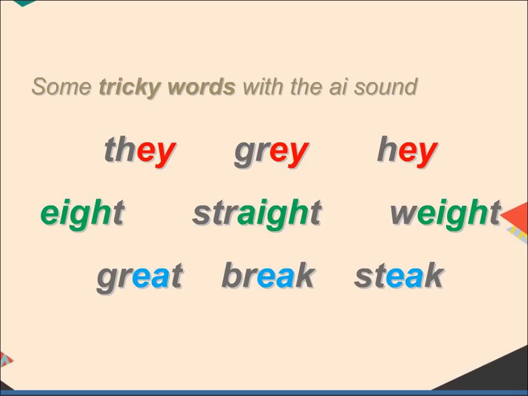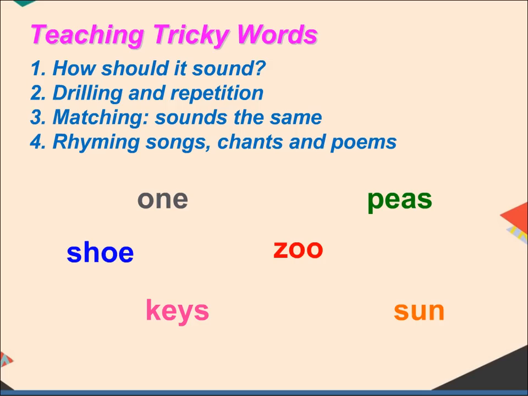And then, of course, you need to somehow find ways of helping them to remember how they're pronounced. So the first thing you can say is, how should it sound? Look at this word. What's wrong with this word? We'd say, look, surely it should be pronounced oni, but it's not because it's a tricky word. So this is one way of getting them to recognize it.